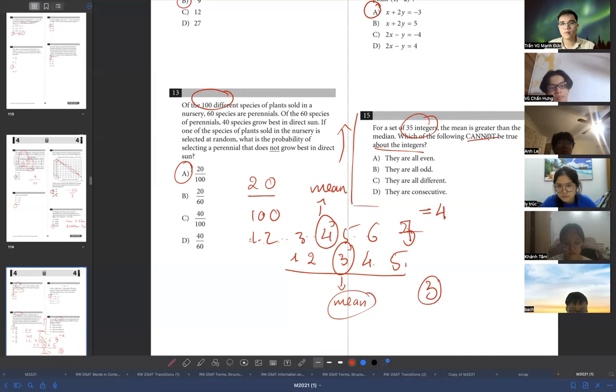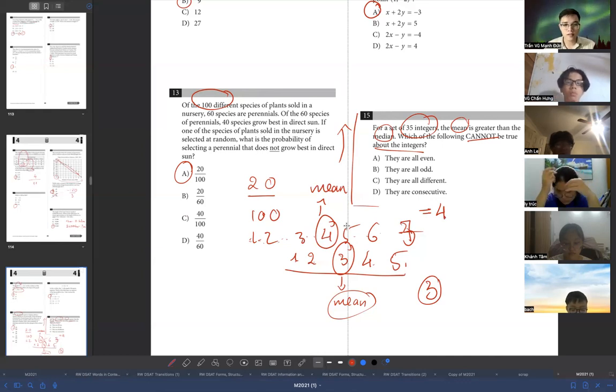So this cannot be true about the integers, meaning that the mean is greater than the median. In this case, they're asking for the direct opposite. They can't be the same. The mean and the median can't be the same. So it's very apparent that we have just reasoned through two sets, and we're sort of taking a risk here because we can't possibly write out 35 integers and assess different scenarios. So I'm just making a broad generalization.